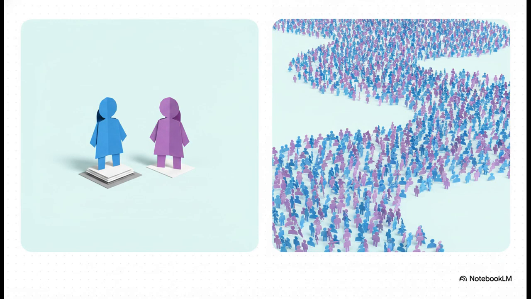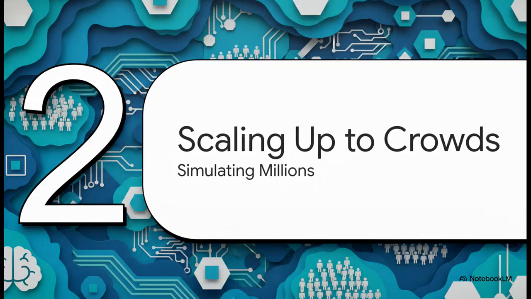But how do we go from a simple two-player standoff to a massive, complex system? Classical game theory works beautifully for small interactions, for sure. But then we have mean field games. By dramatically scaling up the math, we can suddenly simulate environments with an infinite number of players. And this is where simulation theory truly takes flight, allowing us to model entire worlds mathematically. Which leads us perfectly into Section 2, scaling up to crowds, simulating millions.